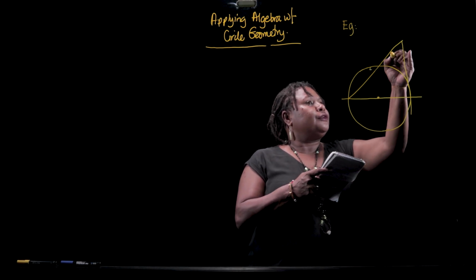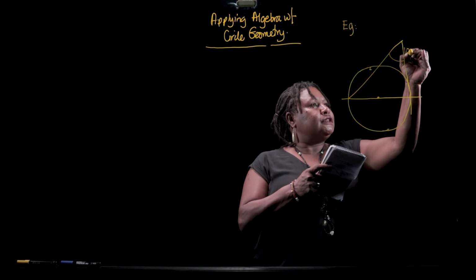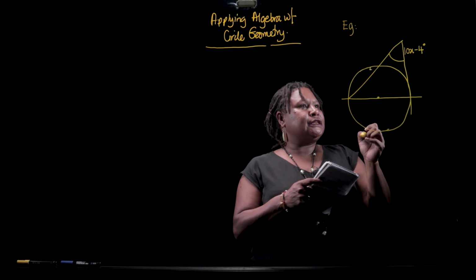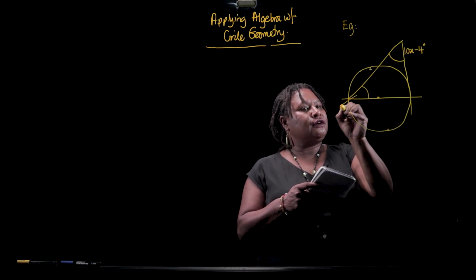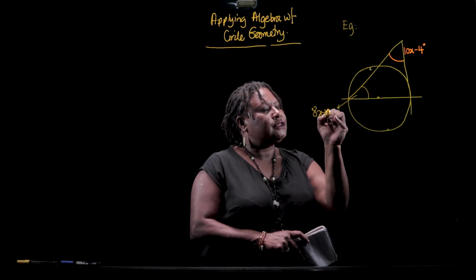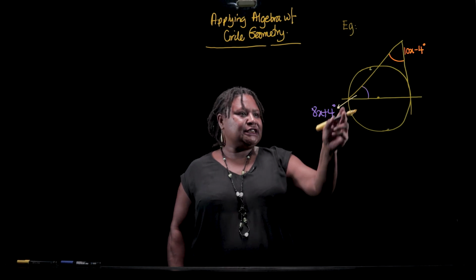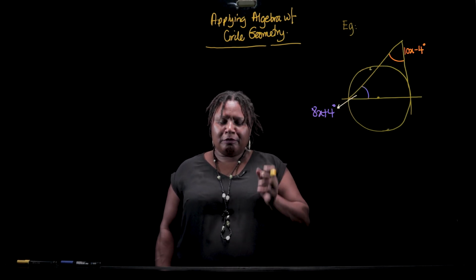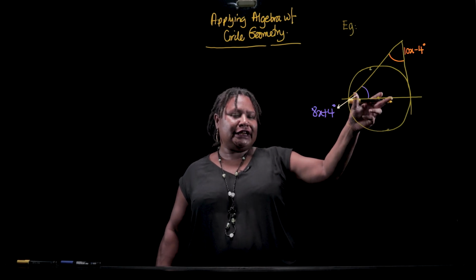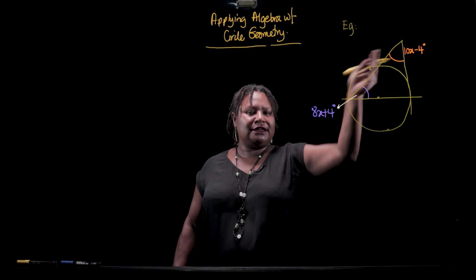So we have this angle here, 10x minus 4 degrees, and this angle is 8x plus 4 degrees. Now how do we find the size of these angles? Remember, we need to recall the properties and apply them correctly so that we can find the value of this angle and this angle.